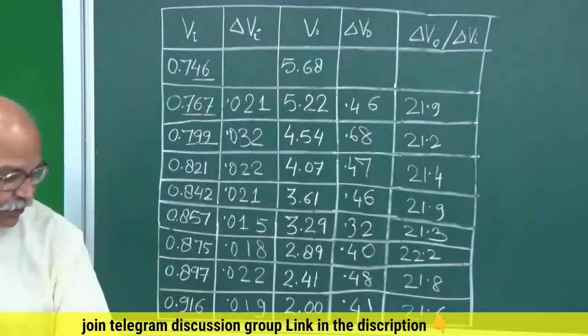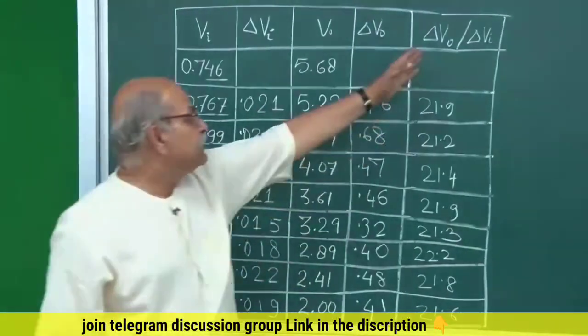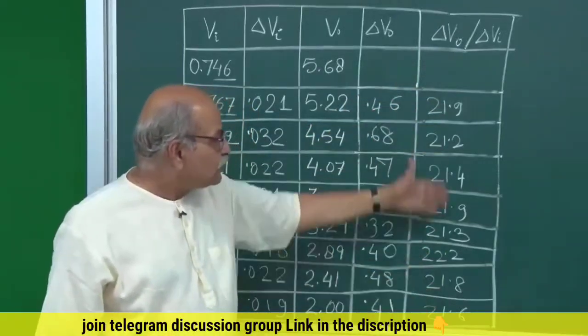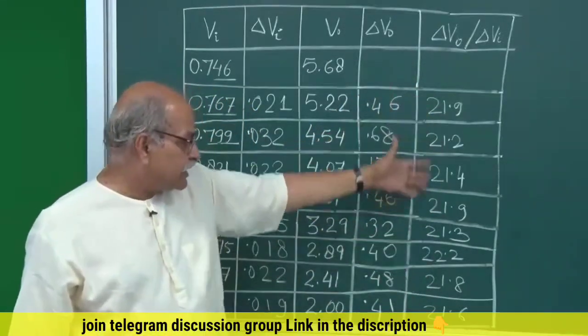All right. So you see, it's very linear. Delta VO by delta VI is almost constant. It's between 21 and 22.